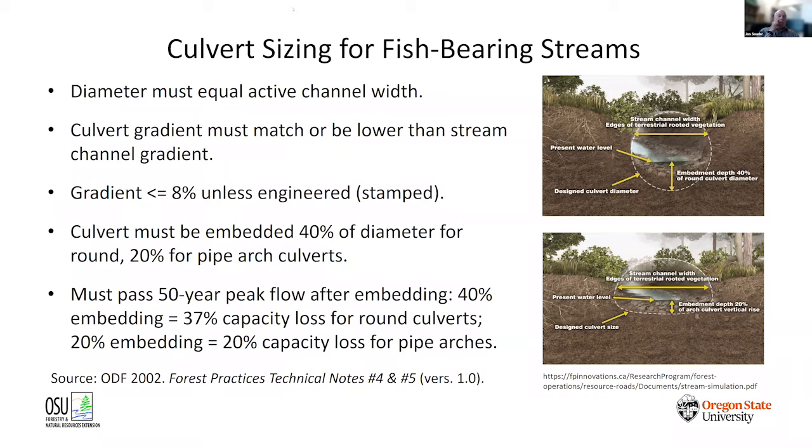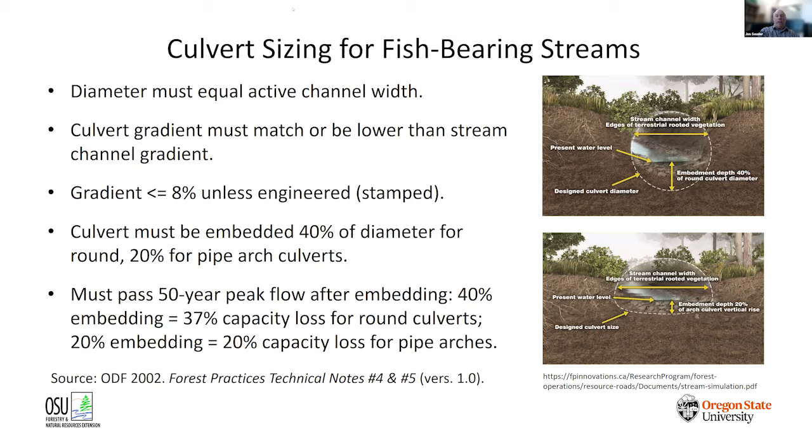And then most importantly, and this is what's evolving right now, because ODF is changing their guidance for this, but currently, culverts have to be embedded in the stream. And they need to be embedded 40% if it's a round pipe, and 20% if it's a pipe arch.